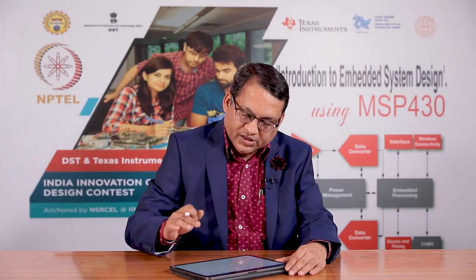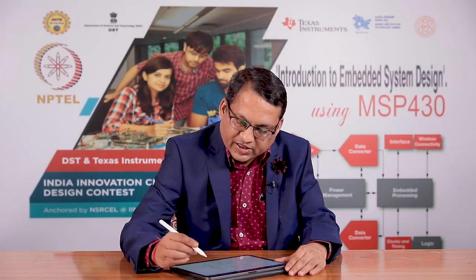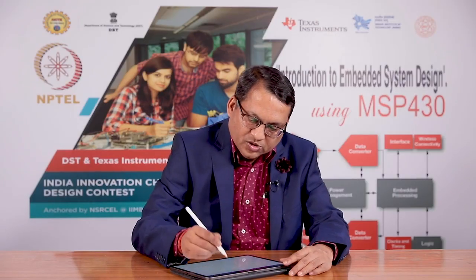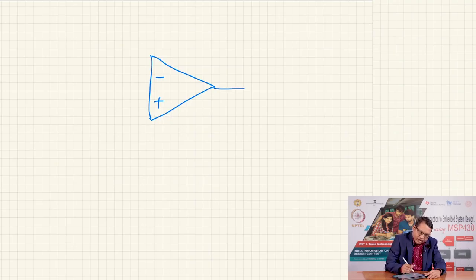Let me explain the operation using an external circuit. Suppose you take a comparator, with minus and plus inputs. It would have an output. Here, it is also powered with a power supply, say VCC, which is the power supply of your microcontroller.